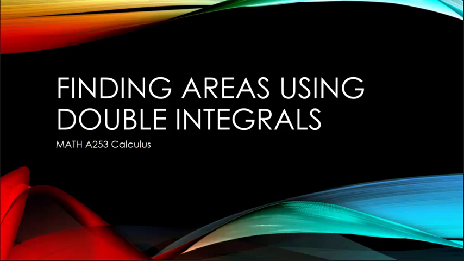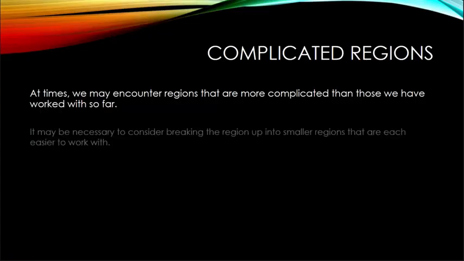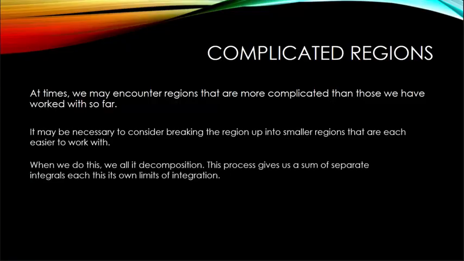In addition to finding volumes using double integrals, I can also, surprisingly, find areas using double integrals as well. At times, we can encounter regions that are more complicated than those we've worked with so far, and we might have to consider breaking these regions up into smaller regions that are each easier to work with. When we do this, we call it decomposition. And this process gives us a sum of separate integrals, each with its own limits of integration.